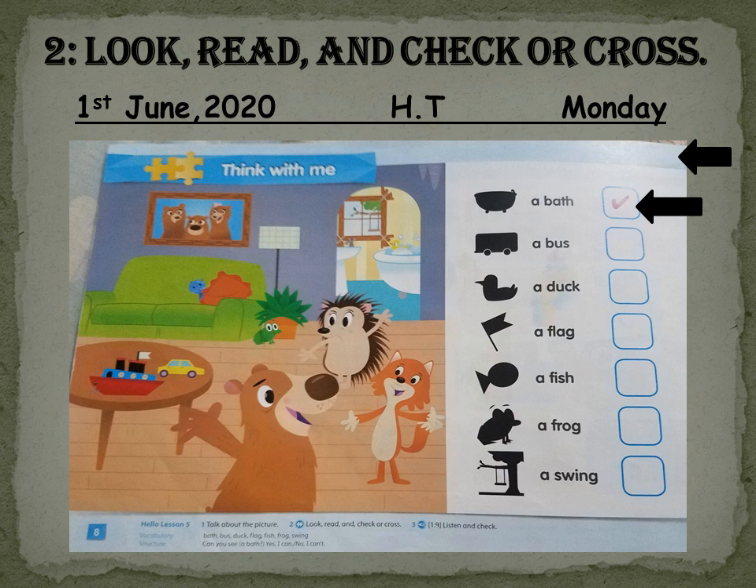So now they are asking you about a bus. Is there any bus in this picture? No, there is no bus in this picture. So you will make a cross in the box in front of a bus. Then picture number three, they're asking you about a duck. Duck. Can you see a duck?